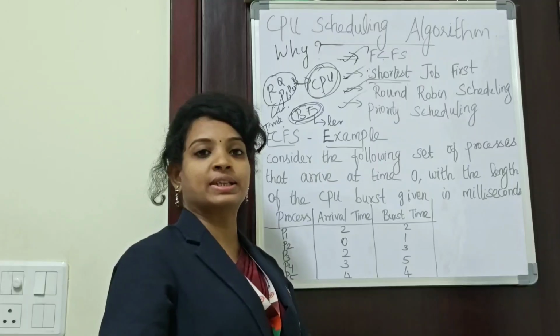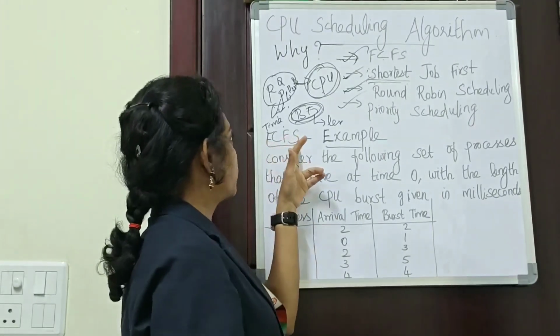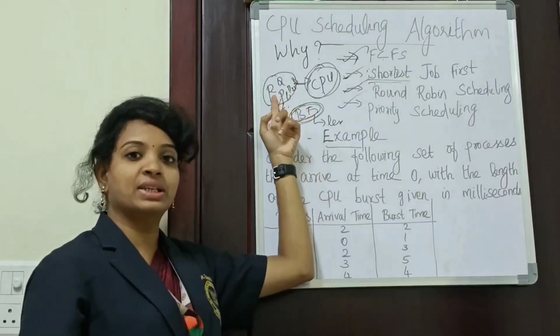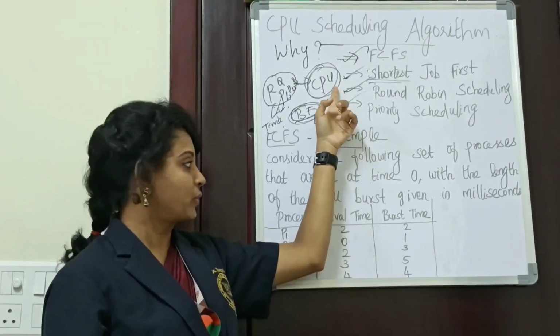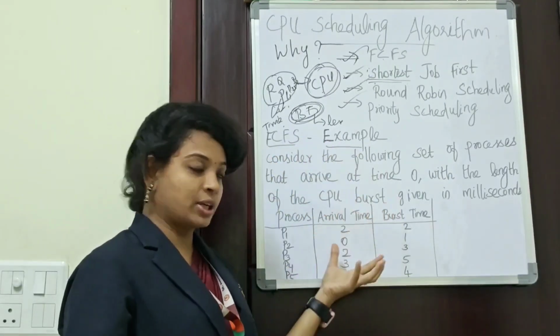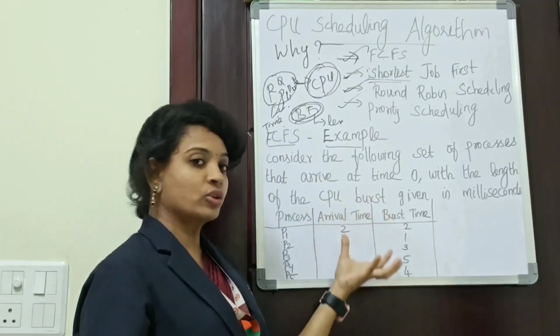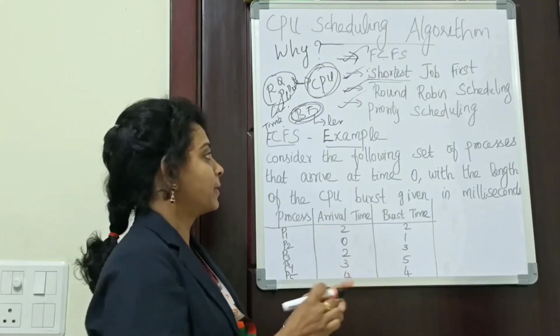FCFS is nothing but first come first serve scheduling. You all know that whatever process comes in the ready queue first will be executed in the CPU first. For first come first serve scheduling, we have a problem, and we have to solve this problem for FCFS. This is the problem that has been given here.